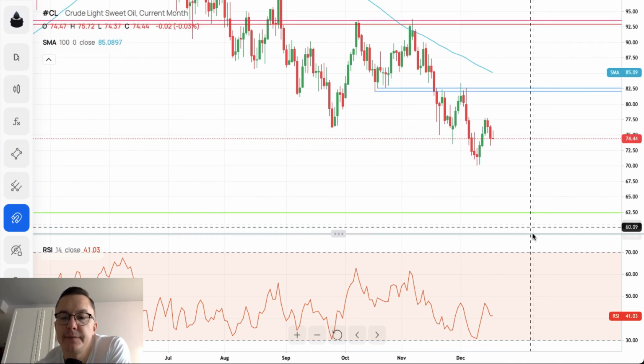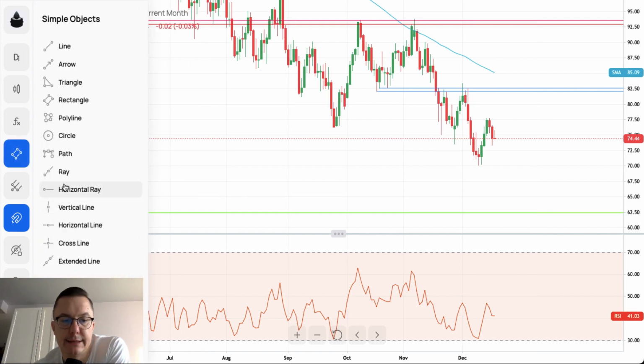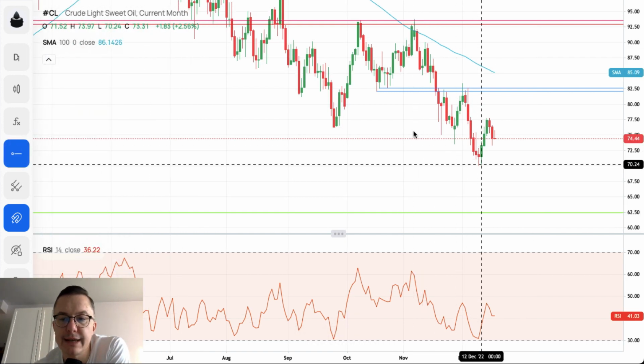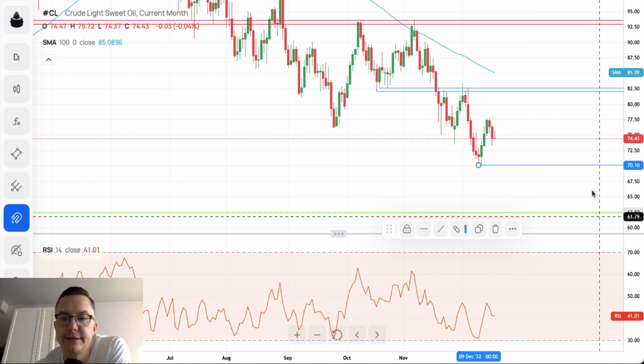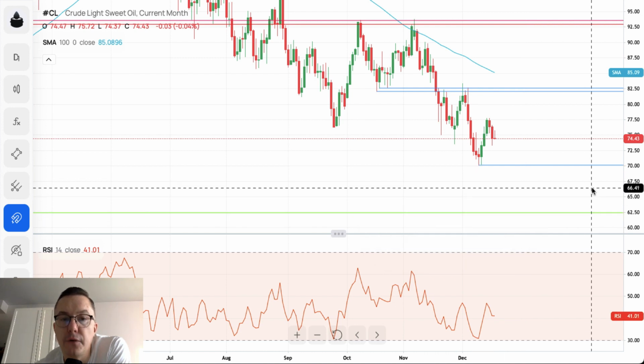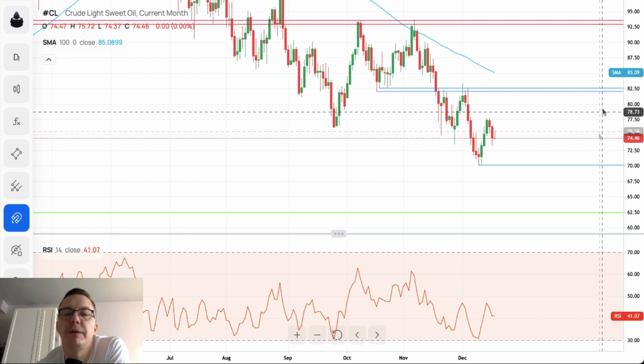So next target, if the local low located at this level here, $70, is violated, then of course the next target is 62.50. For bulls, we need to break above 82.50, okay, to continue the up movement.